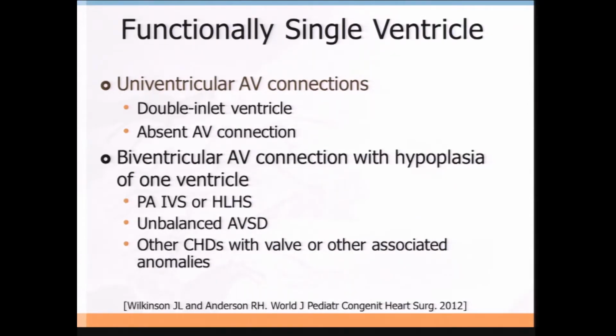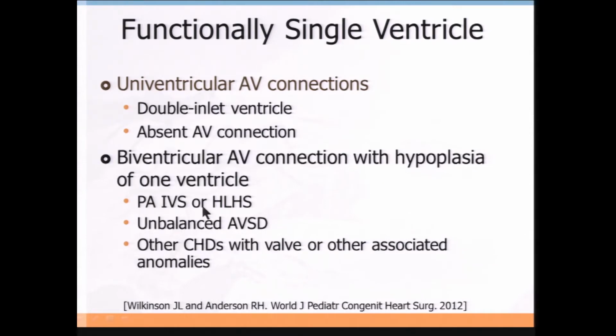Functional single ventricle can be categorized as follows. One is univentricular AV connection, including double inlet ventricle and absent AV valve. The other category is biventricular AV connection with hypoplasia of one ventricle. Good examples are pulmonary atresia with intact ventricular septum or hypoplastic left heart syndrome.